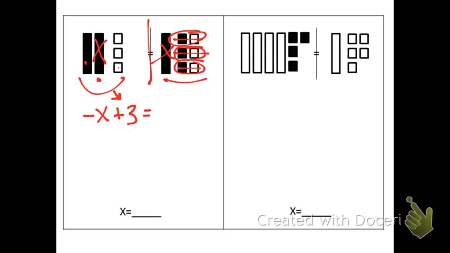Now I look, well, what's left on my right side? In this case, my zero pairs canceled out, and I crossed out this negative 1 right here. So that means I actually have nothing on this side. So now I have a nice little one-step equation that I'm ready to solve. So let's go ahead and solve it out.